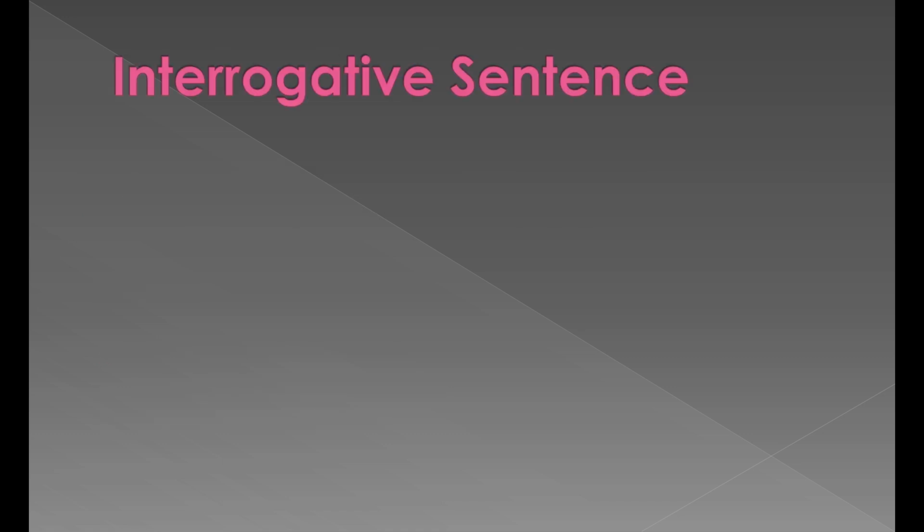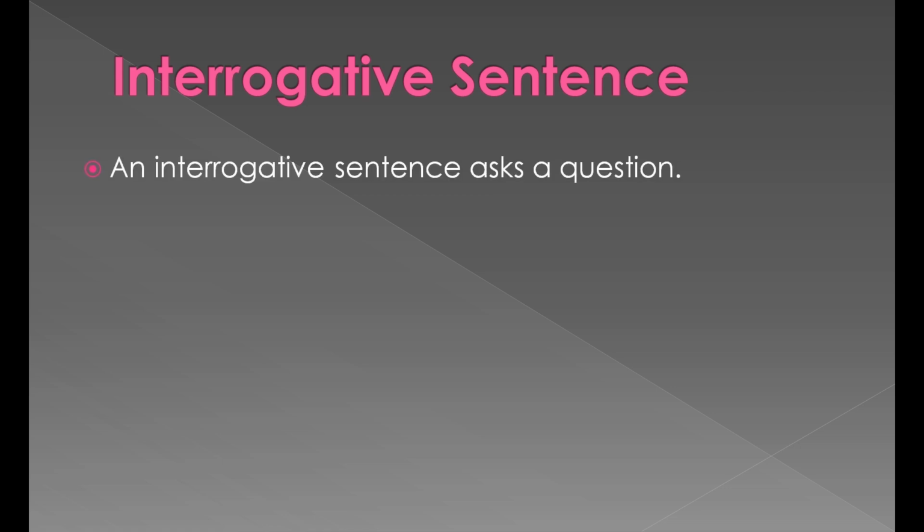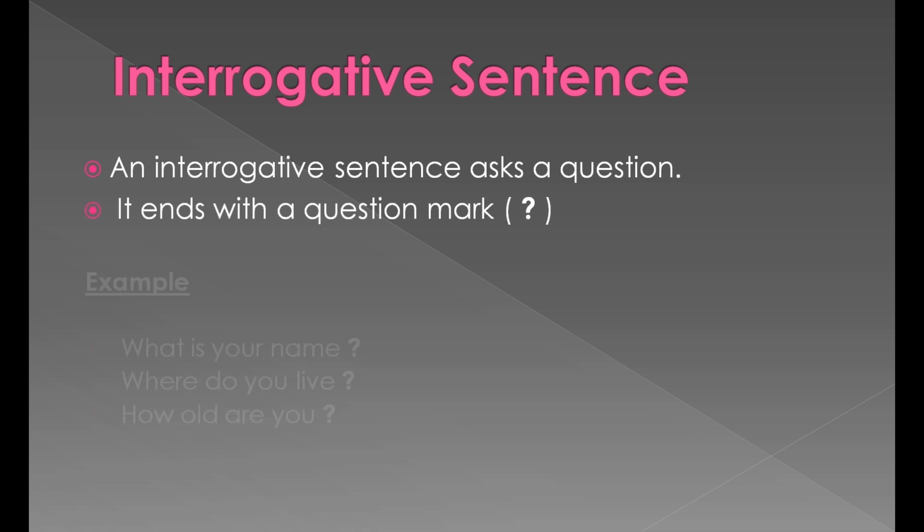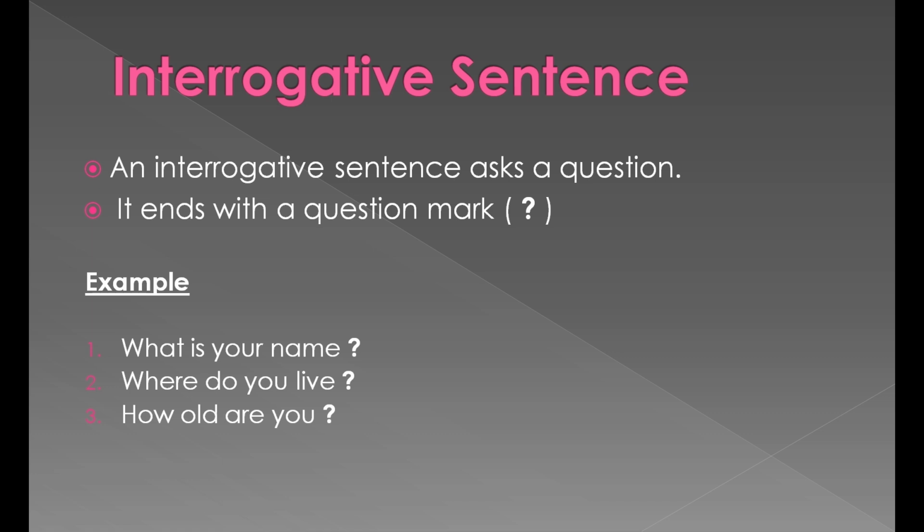Now we see what is interrogative sentence. An interrogative sentence always asks a question and the sentence ends with a question mark. Now we will see the examples. First is what is your name? Here name of a person is asked. It is a question and this sentence ends with a question mark. So this is an interrogative sentence.